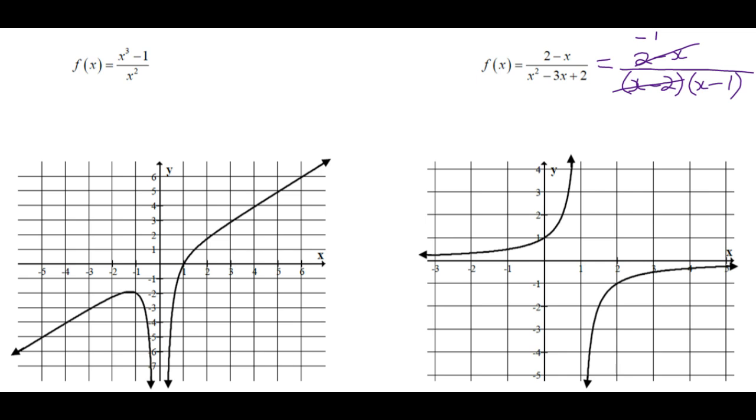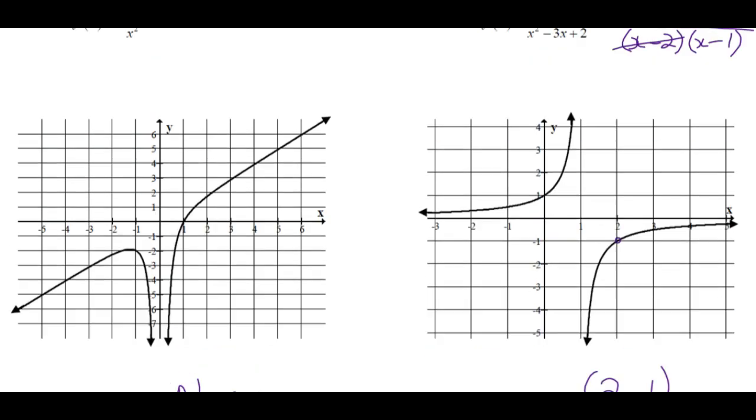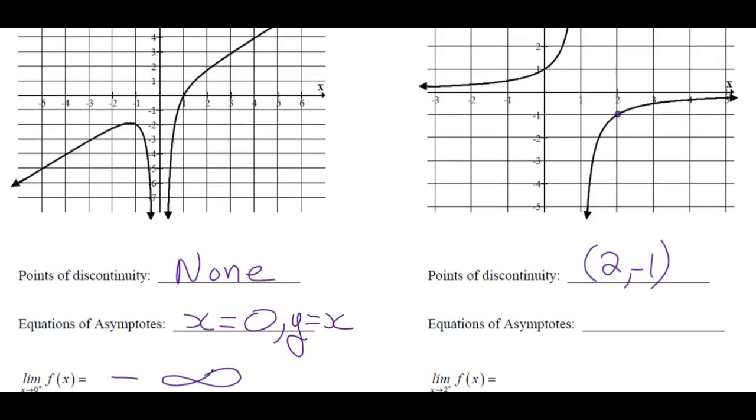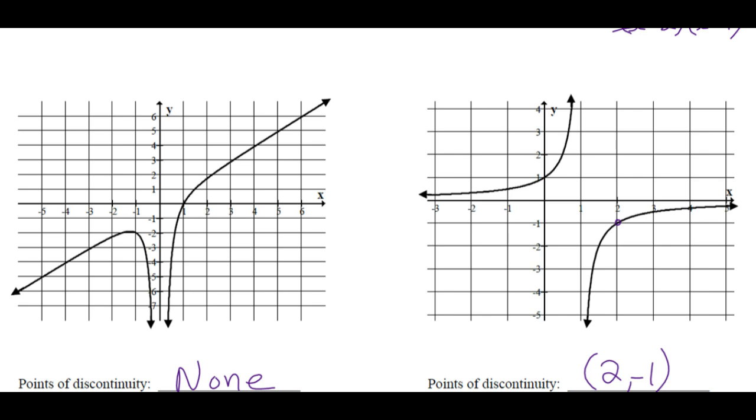So there's a point discontinuity at 2, right? They have opposite signs, so I've got to throw that negative in. There's a point discontinuity here at 2, negative 1. And there's an asymptote here, which is x equals 1, and we've got some limits to figure out. Oh, sorry, are there any other asymptotes? Another asymptote, which is y equals 0, right?